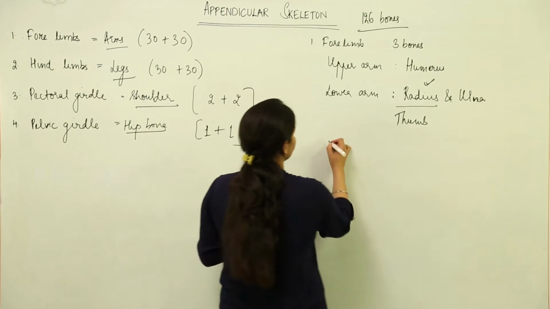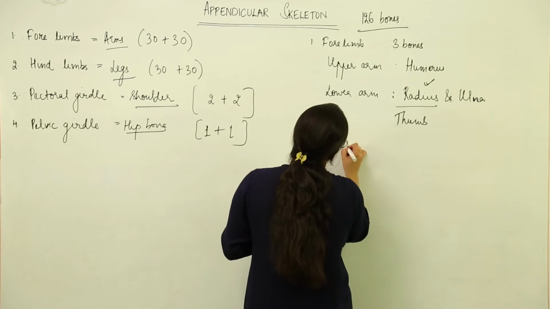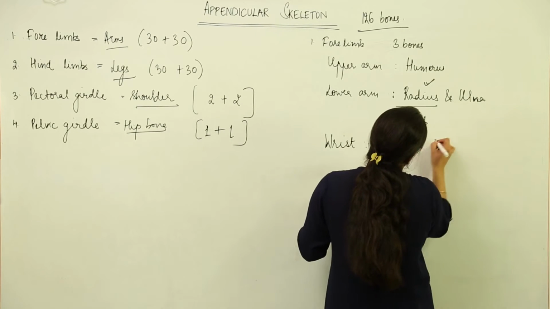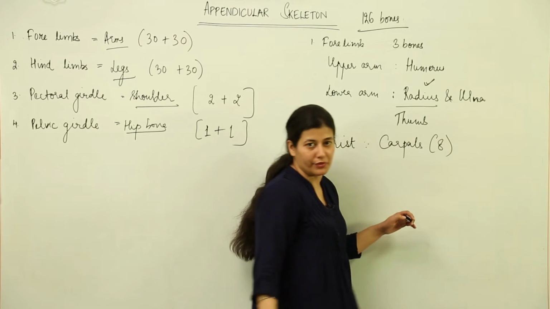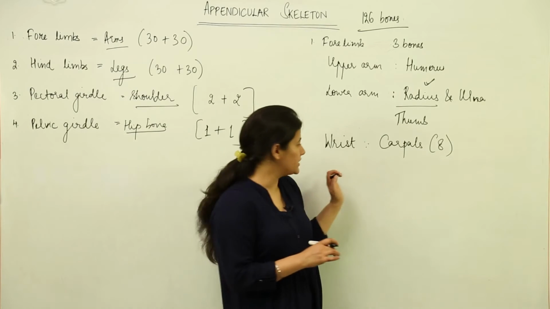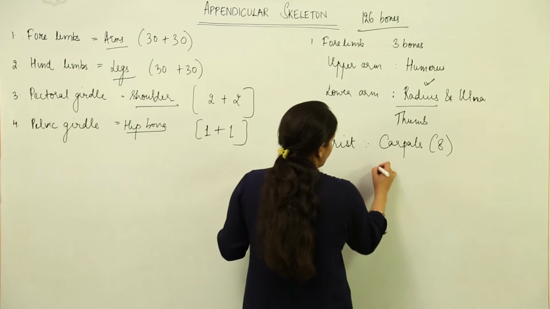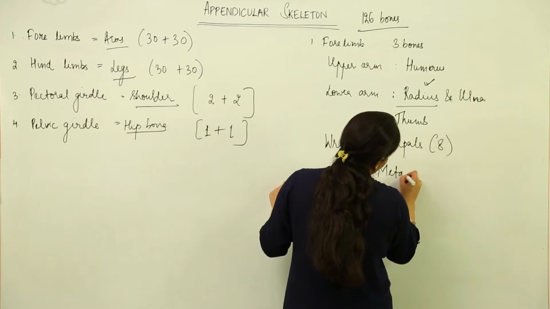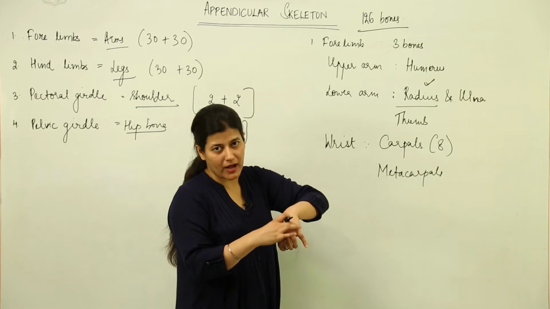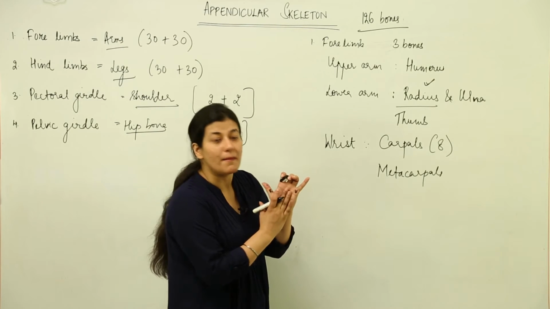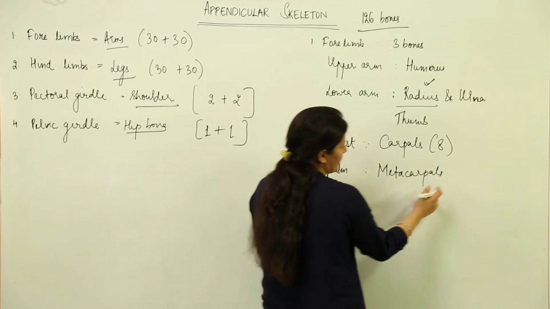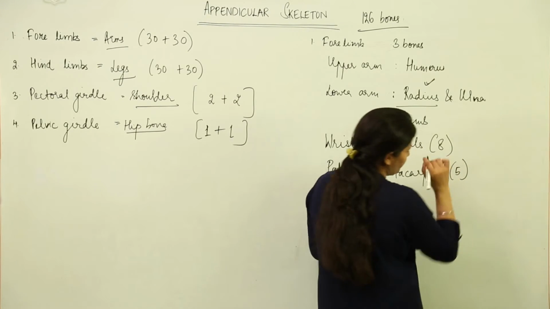Then we have the wrist. The wrist has carpals, which are 8 in number. 8 small bones are present over here, known as carpals. After that, we have metacarpals. From the wrist, we come to this part, and this part forms the palm. The palm is made up of metacarpals, and it has again 5 bones.